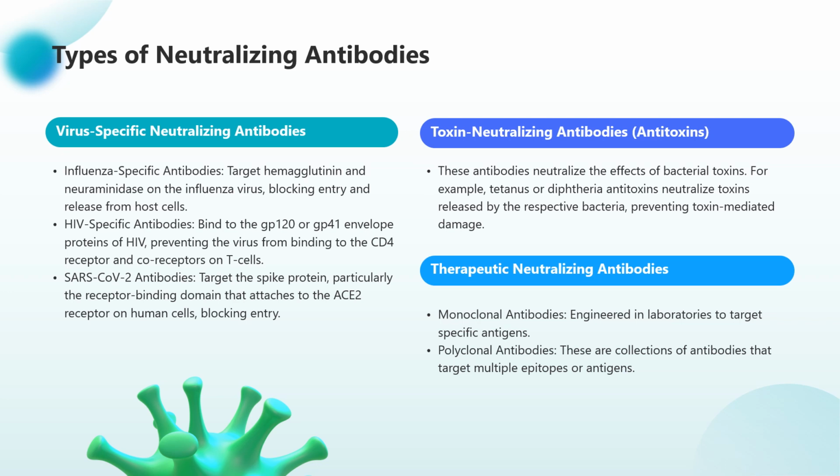The second type consists of toxin-neutralizing antibodies, which neutralize the effects of bacterial toxins and prevent toxin-mediated damage, such as tetanus or diphtheria antitoxins. The third type is therapeutic neutralizing antibodies, further divided into monoclonal and polyclonal antibodies. Each type of neutralizing antibody has a specific target and a unique mechanism by which it disrupts the pathogen's life cycle, making them invaluable tools in treating and preventing infectious diseases.